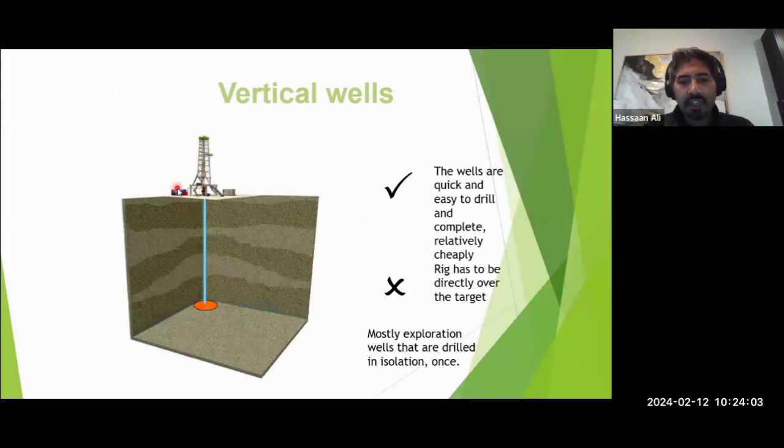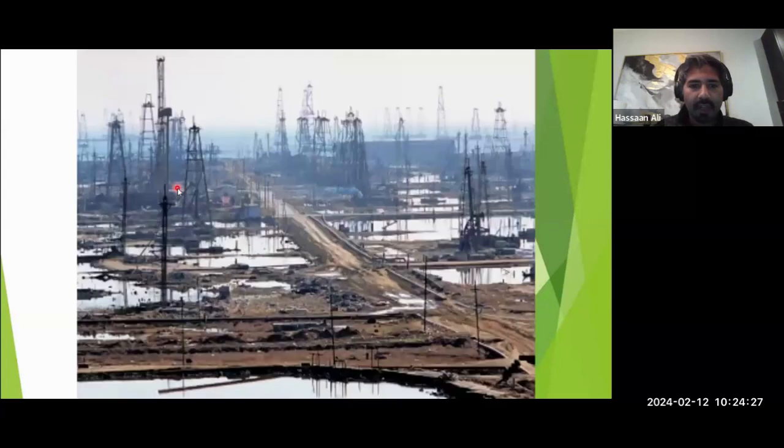As I mentioned earlier, in the pioneering days, the rig used to be placed on top of the reservoir. It used to drill straight so that it could tap the reservoir directly. It had to be directly over the target. Mostly these exploration wells are still drilled like this, but the initial drilling was done like this because we did not have the technology to drill lateral wells. If you go out in California, especially in the Bakersfield area, you will see areas where there are thousands of derricks on the land. These are directly vertical wells. They were drilled a century ago, and some of them are still producing.